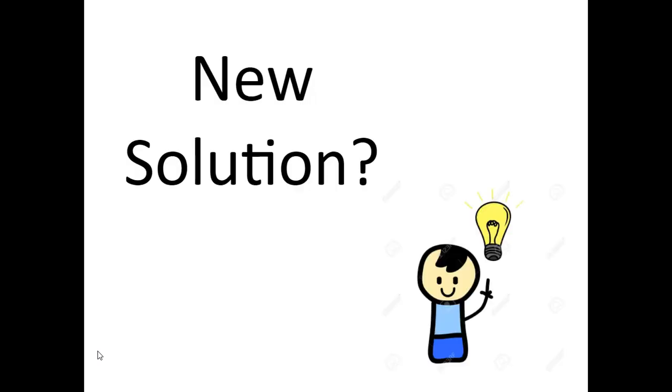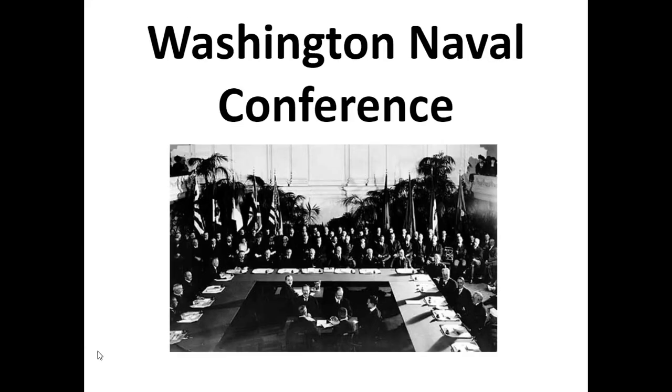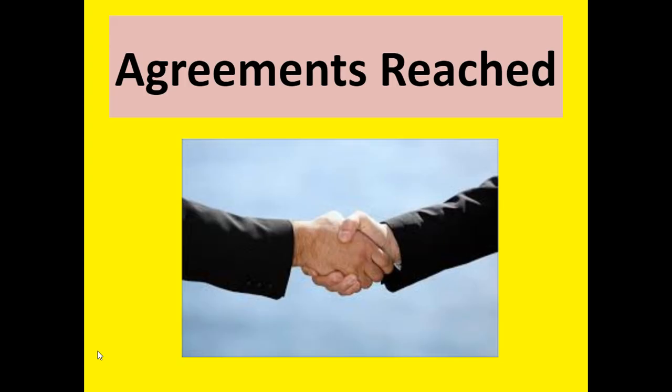So to stop this problem, our new solution in 1921 was we invited all the major military powers to come to Washington, D.C., specifically Britain and Japan. And this is going to be called the Washington Naval Conference. And we are going to reach an agreement. And the agreement is complex, but let's go through it. The agreement was we're going to get rid of our naval armaments, basically our Navy weapons.